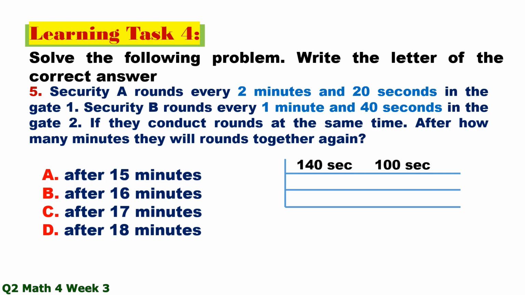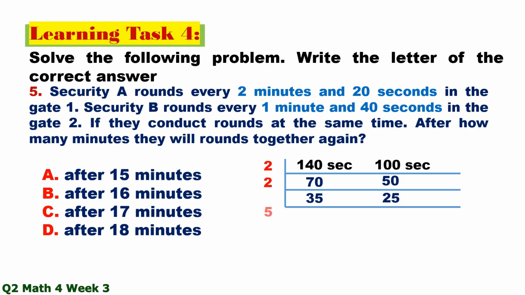140 and 90 are divisible by 2. 140 divided by 2, 70. 90 divided by 2, 45. 70 and 50 are divisible by 2. 70 divided by 2, 35. 50 divided by 2, 25.